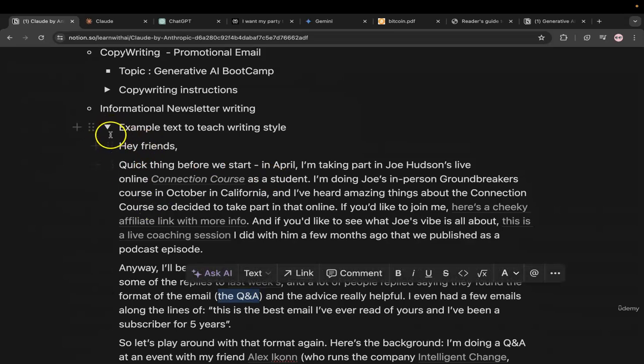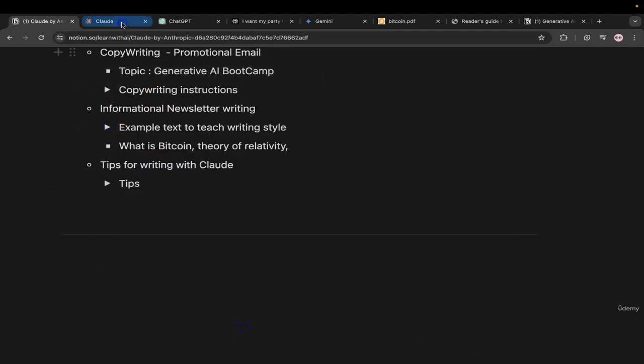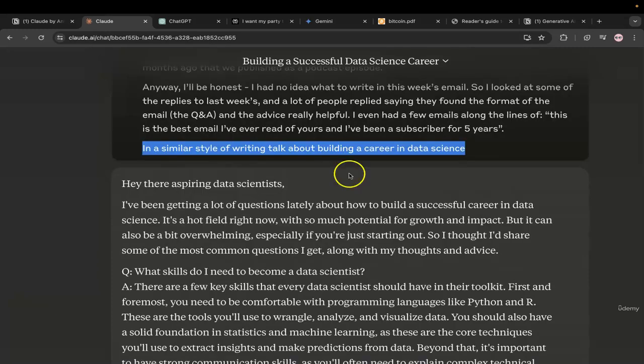So I copied a few lines from these passages, the first two paragraphs, and I pasted them here in Claude with a prompt saying, in a similar style of writing, talk about building a career in data science. So something completely different, but I wanted to keep the same style and tone.